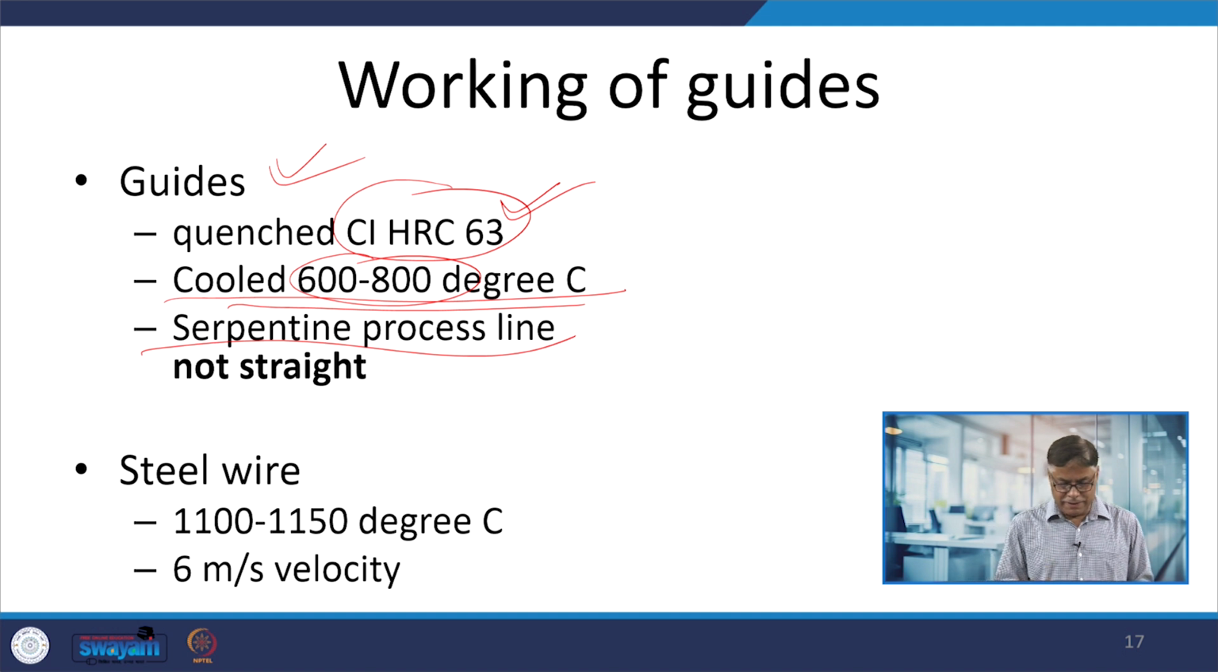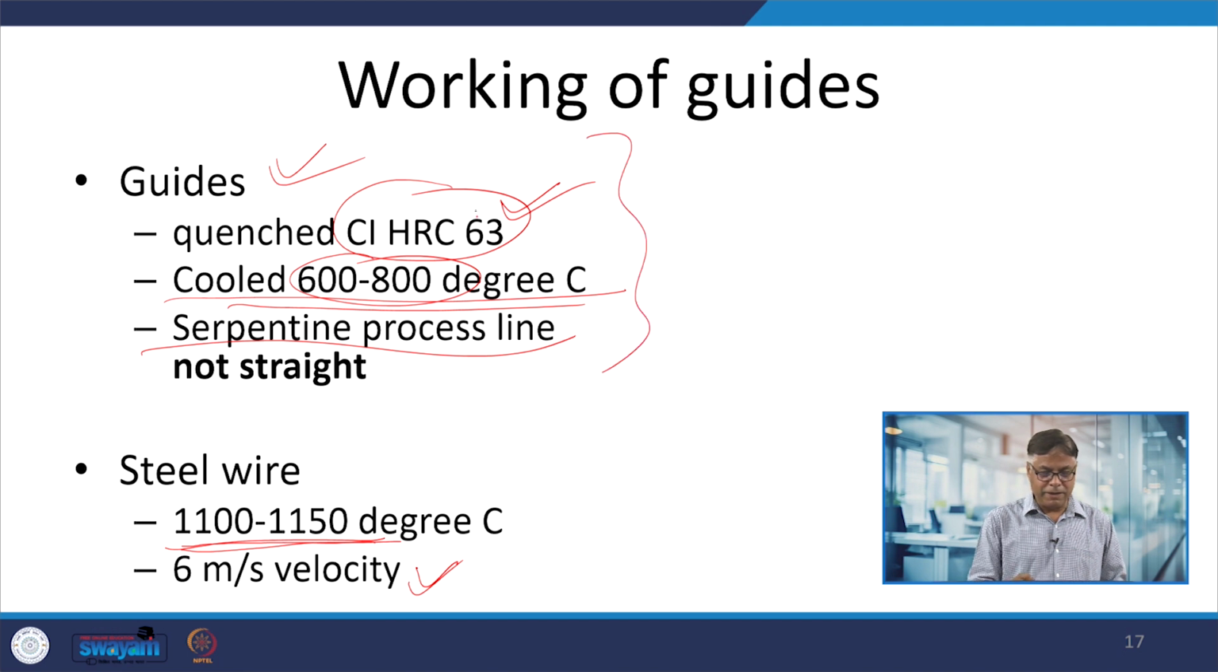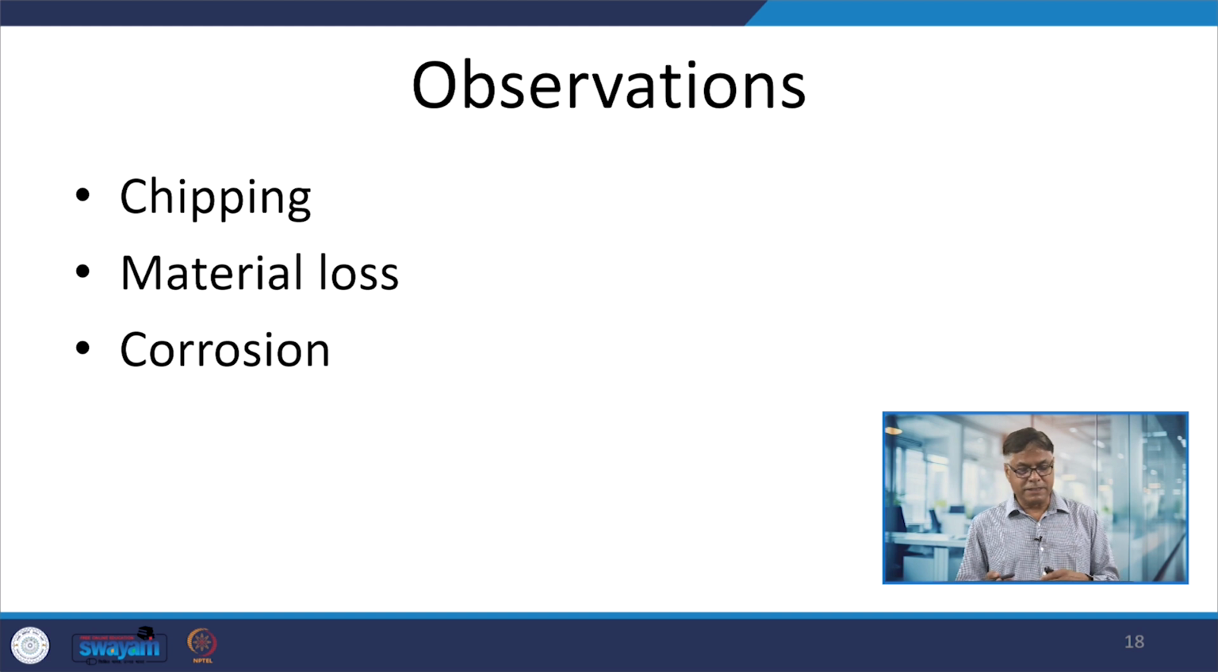The steel wire being rolled was subjected to heating in the range of 1100 to 1150 degrees centigrade, and it was moving at a speed of 6 meters per second. So this was the guide made of cast iron of the given hardness. This was the temperature experienced by the guide during the operation. And this was the metal subjected to rolling and moving at this speed and temperature. Investigation was carried out and it was found that the guides primarily failed due to loss of material happening due to chipping.